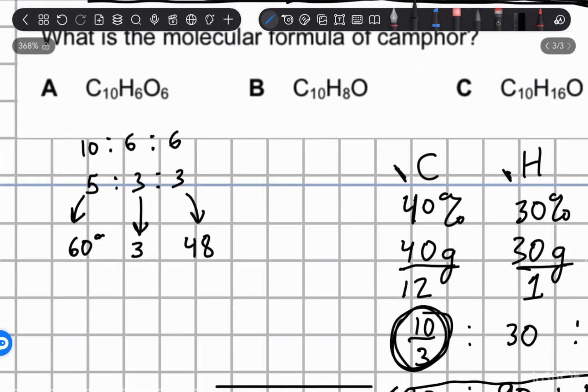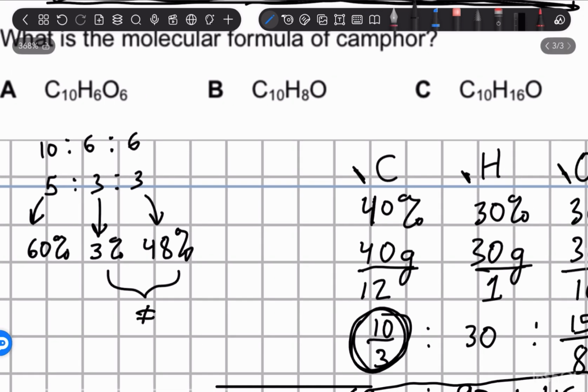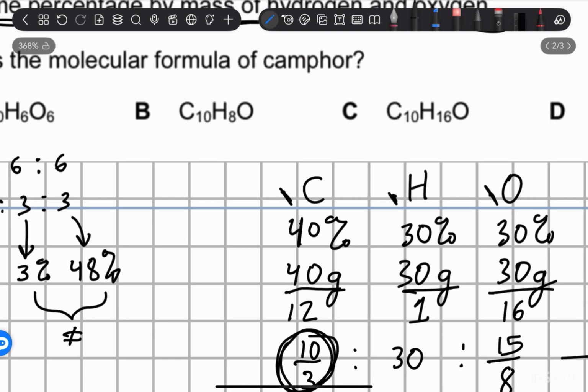These percentages do not add up to 100, but the main principle behind this is that the hydrogen and oxygen need to be the same, which they are not. So we can successfully move on to the next option.